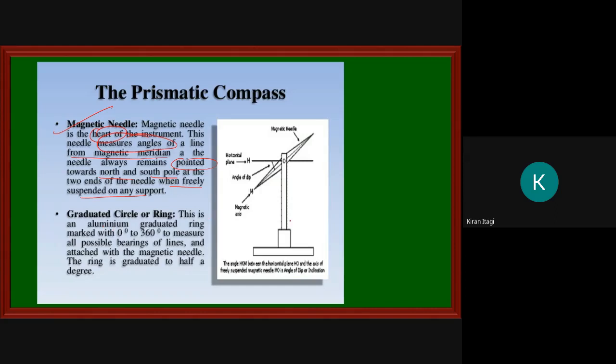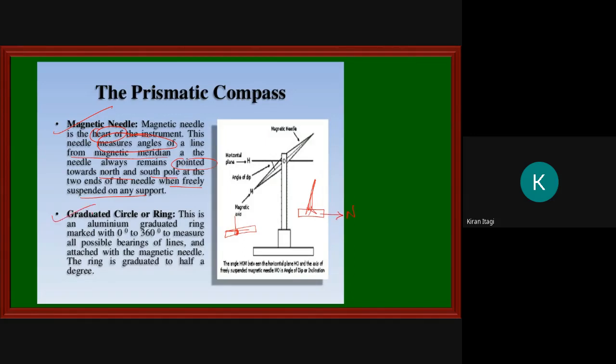So if anybody has a magnet at home, just tie a small thread on it and freely suspend the magnet in the air. It will always point towards the north side.